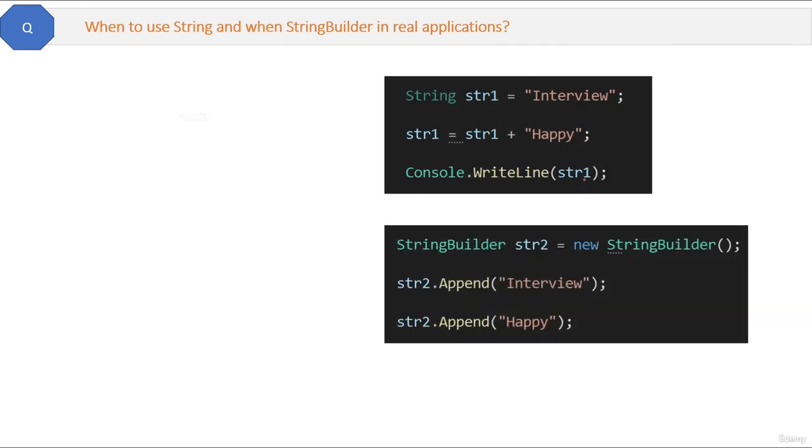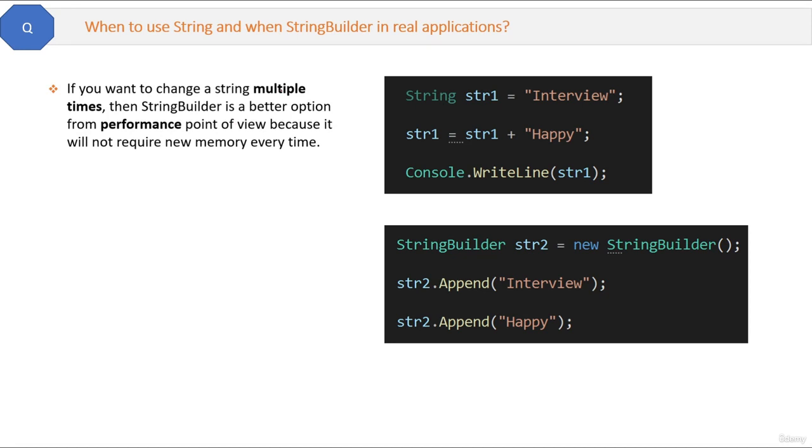The answer is, if you want to change a string multiple times, then a StringBuilder is the better option from a performance point of view, because it will not create a new string every time, and in memory also there will be only one string. The same string will be updated. But if you have a string which is updated only once or twice, then you should prefer a string only, because a string is lightweight in comparison to the StringBuilder class, which is quite heavy.